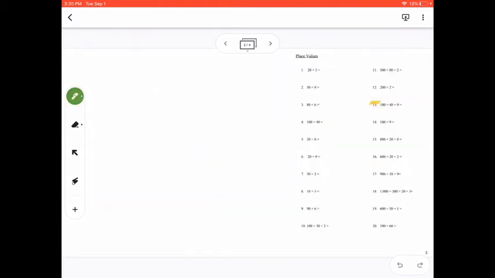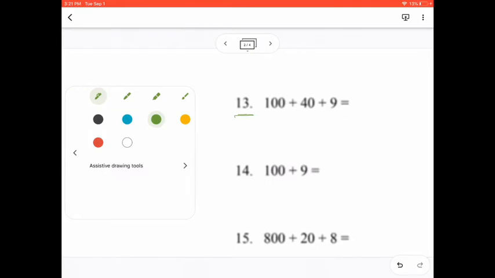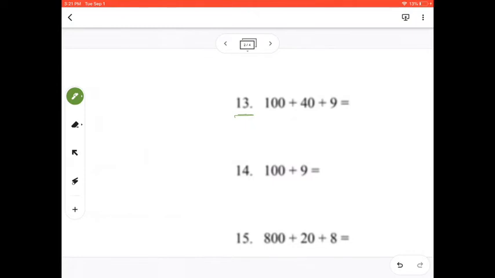Now we're going to go over number 13, and this page is about place values. 100 plus 40 plus 9. There are two ways you can do this. You can do it mentally in your brain, but I'm just going to show you how to add it. So let's write it out. 100 plus 40 plus 9.